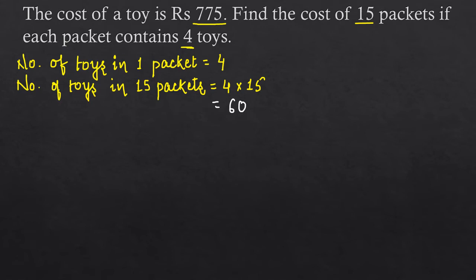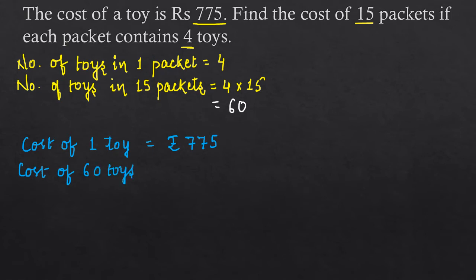Cost of one toy is given to you. You have to find out the cost of 60 toys. So cost of one toy is equal to rupees 775. Cost of 60 toys will be equal to rupees 775 multiplied by 60. Here we have to multiply 775 by 60.